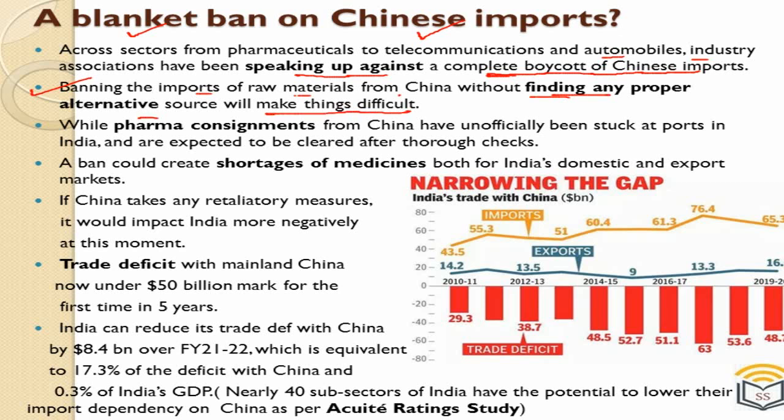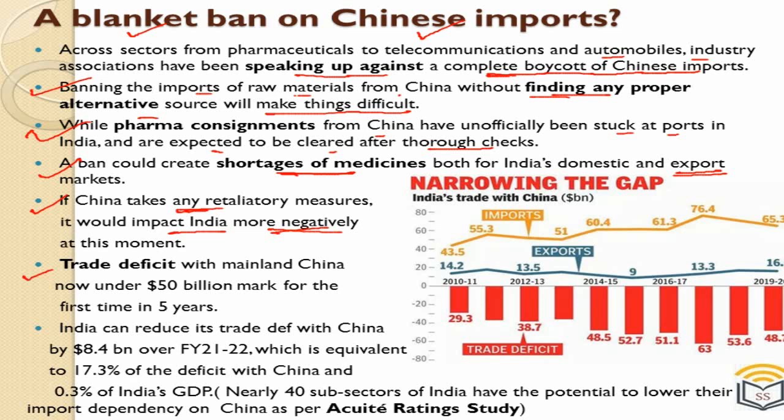make things worse. The pharma consignments from China are officially stuck at various ports and airports in the country, and they are expected to be cleared after thorough checks by the customs. A ban would create a shortage of medicines, which are very much needed at the moment in the case of a medical emergency, and are also needed for boosting exports from the Indian market. If China takes any retaliatory action, such as imposing restrictions on the procurement of APIs, it would impact India more negatively.